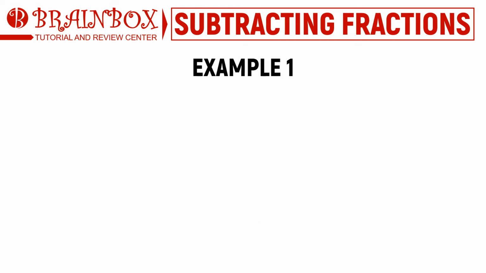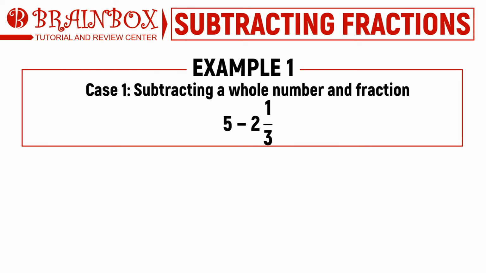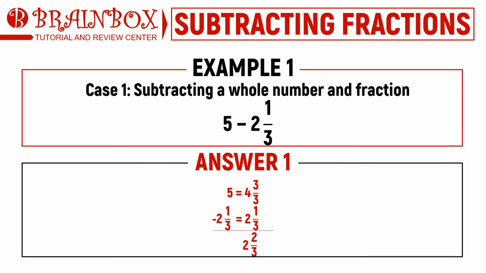Case 1. Subtracting a whole number and fraction. Example: 5 minus 2 and 1/3. When subtracting a whole number and a fraction, the first step we have to do is to convert first the whole number to a mixed number.